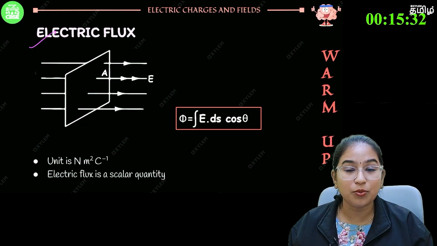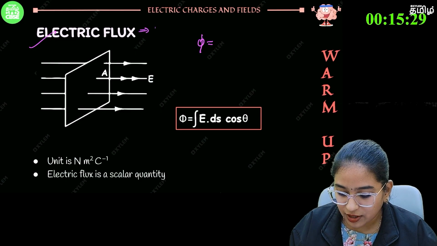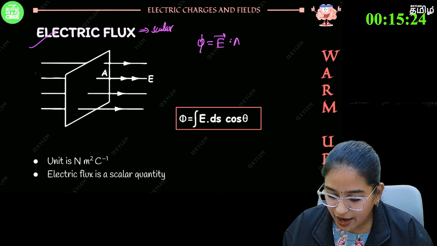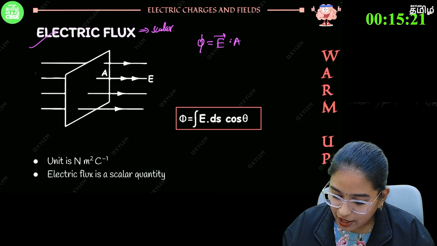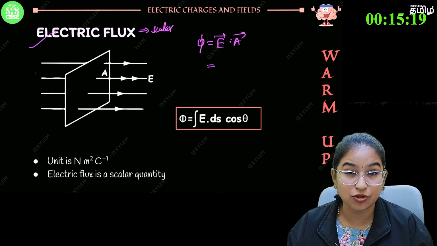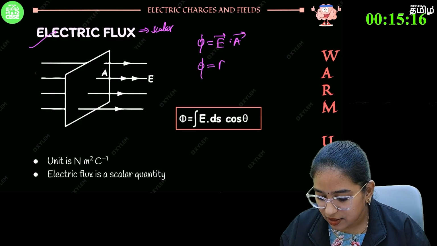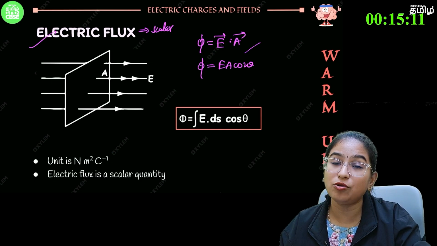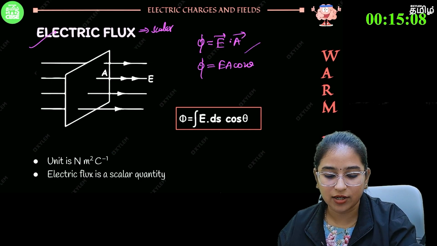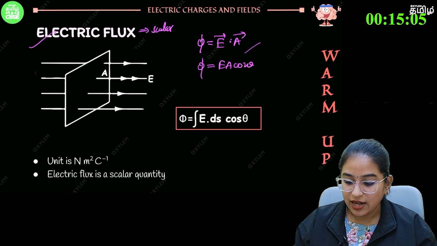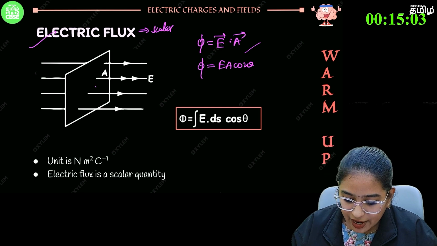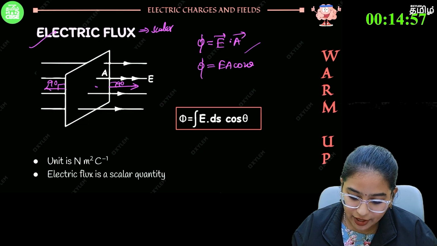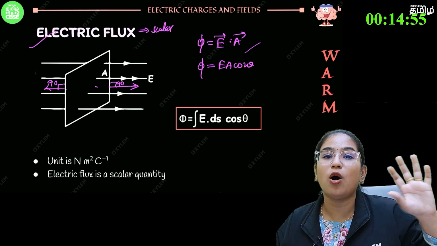The most important thing you need to know is that electric flux is a scalar quantity, and it is written as EA cos theta if we need magnitudes. If you want to write it in vector form, dotting two vectors gives you a scalar quantity, right? E is the electric field, A is the area vector, and the area vector is drawn perpendicular to the surface and always points outwards.